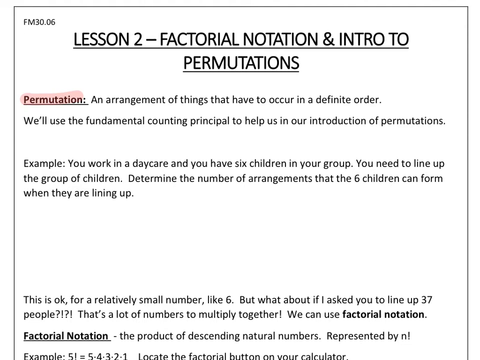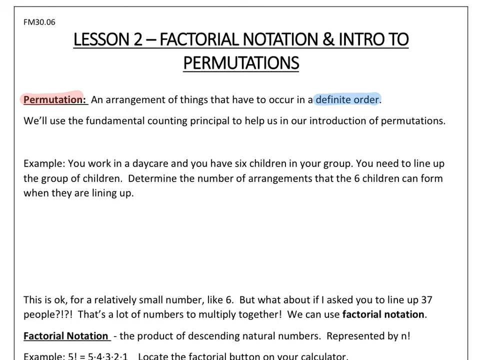A permutation is just an arrangement of things where order matters, okay? For example, if I was choosing a president, a vice president, and a secretary, where there are three unique positions, that's a permutation, because being the president is different than being the secretary. But if I was just selecting a committee of three people, where there are no specific jobs, then that's not a permutation. In a permutation, we care about order. So you basically ask yourself, does order matter? And if the answer is yes, then it's a permutation.